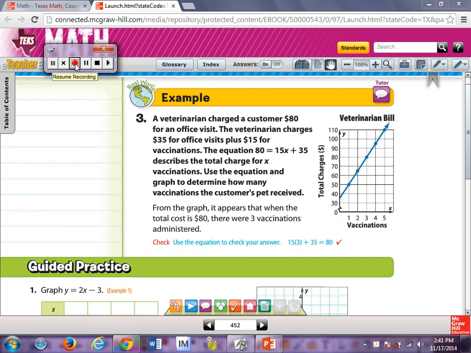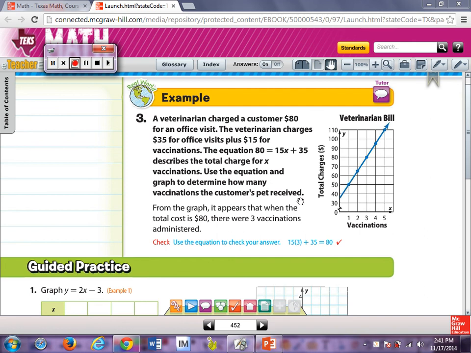Here we go, finally, example 3. A veterinarian charged a customer $80 for an office visit. The vet charges $35 for office visits plus $15 for vaccinations. The equation 80 equals 15x plus 35 describes the total charge for x vaccinations. Use the equation and graph to determine how many vaccinations the customer's pet received.